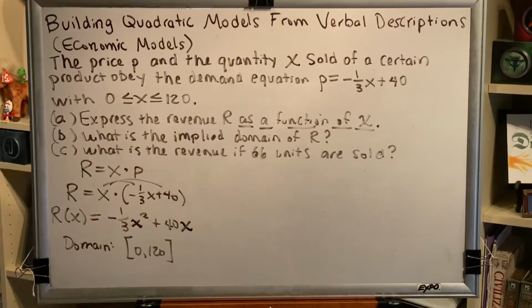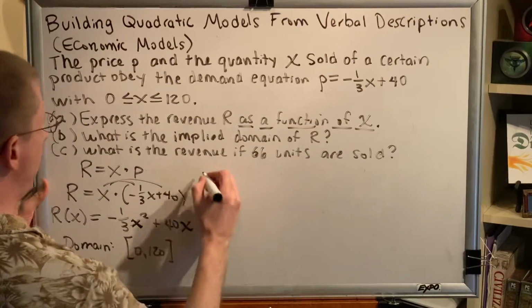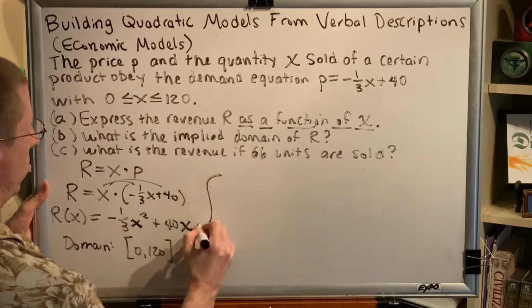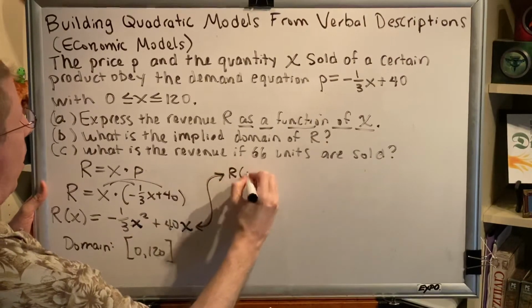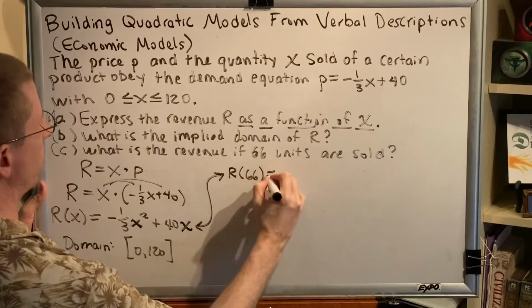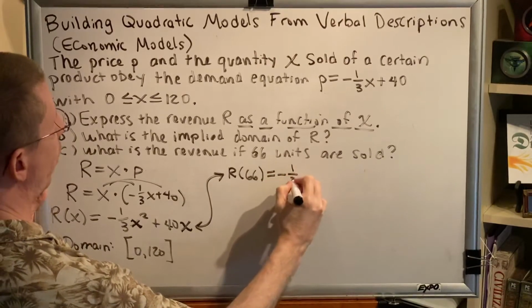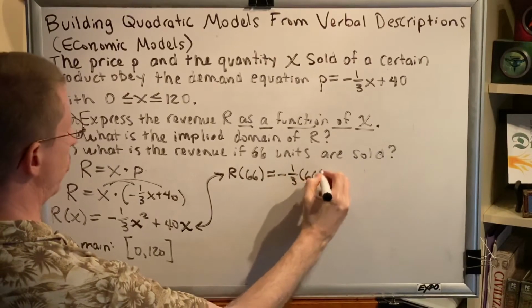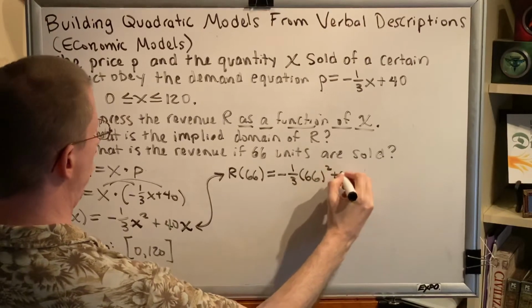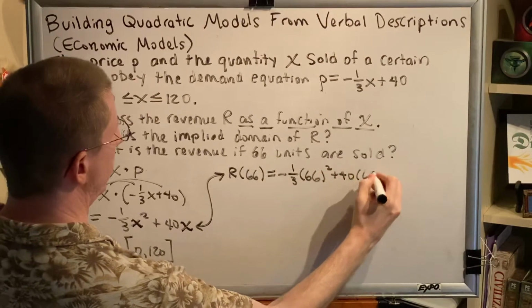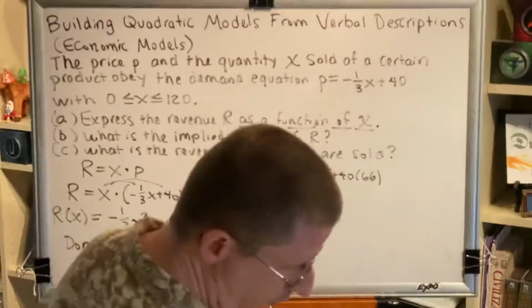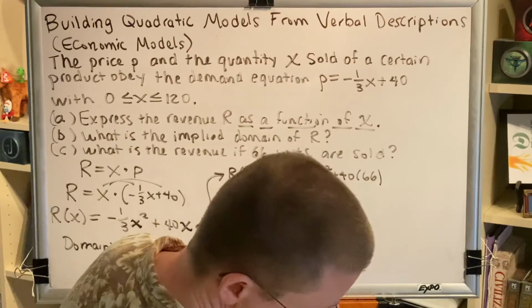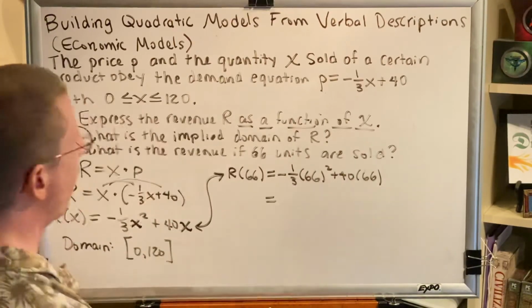Part C, what is the revenue if 66 units are sold? All right, well, we can get that pretty easily just by plugging into our equation. Everywhere we see an x, we're going to put a 66. So R of 66 is equal to negative 1/3 times 66 squared plus 40 times 66. Following order of operations, we should do 66 squared first, which is 4356.